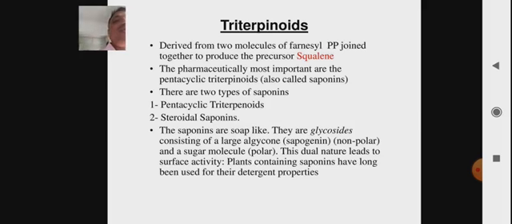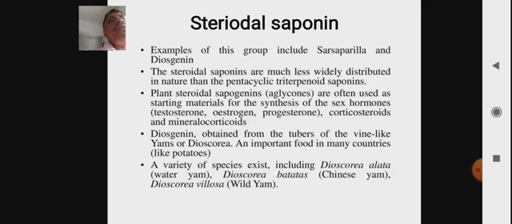Saponins are soap-like. They are glycosides consisting of a large aglycone, also called sapogenin, which is non-polar, and a sugar molecule, which is polar in nature. This dual nature leads to surface activity. Plants containing saponins have long been used for their detergent properties. Triterpenoidal saponins means pentacyclic triterpenoids, and steroidal saponins means tetracyclic saponins.